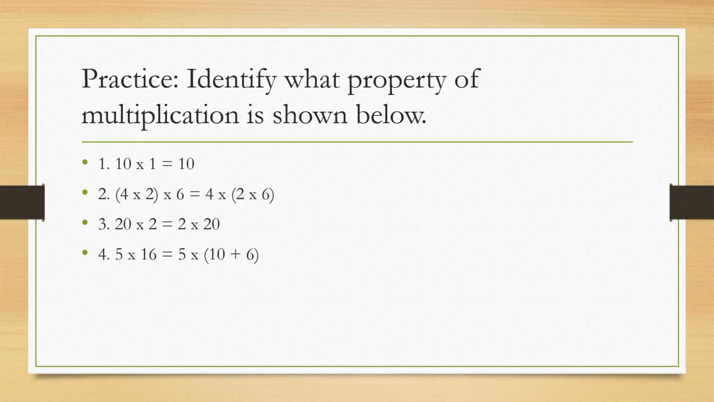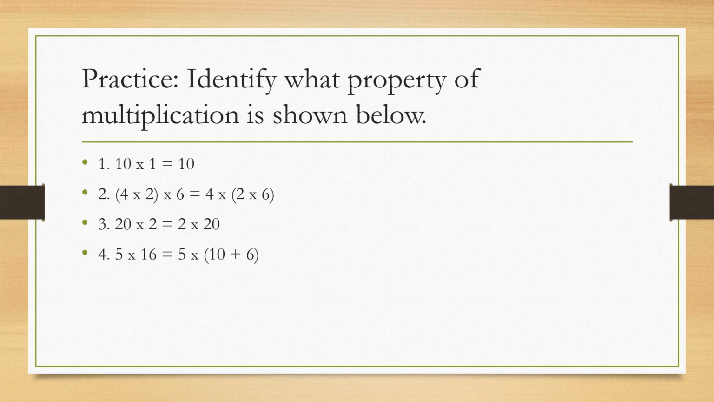Number 2, 4 times 2 enclosed in parentheses times 6. Notice there are parentheses on both sides of the equal sign, the left and the right side. So there are changes when it comes to the grouping. So the property is the associative property of multiplication. The third one is 20 times 2 equals 2 times 20.